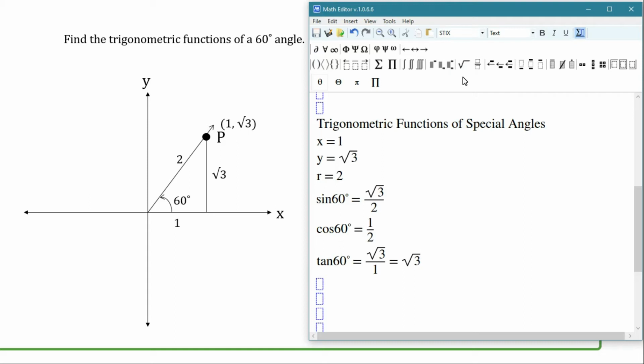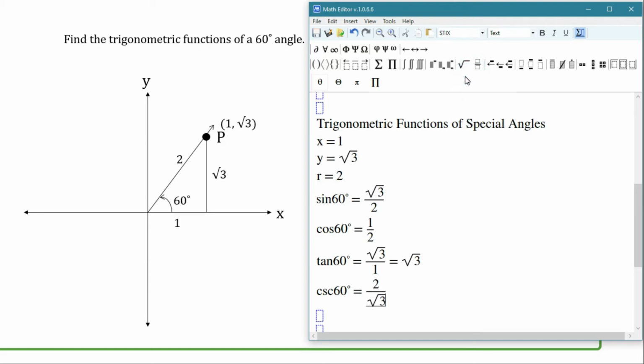And then, the three other trigonometric functions would be obtained by reciprocating the first three trigonometric functions. So we have the cosecant of 60 degrees. The cosecant of 60 degrees would be equivalent to the reciprocal of sine of 60. That would be 2 over square root of 3.